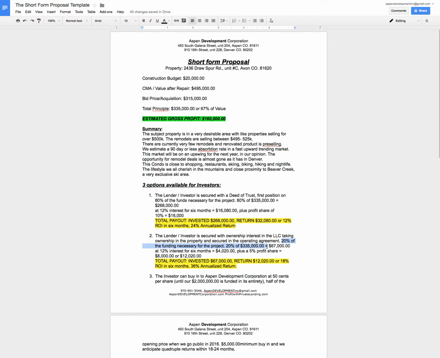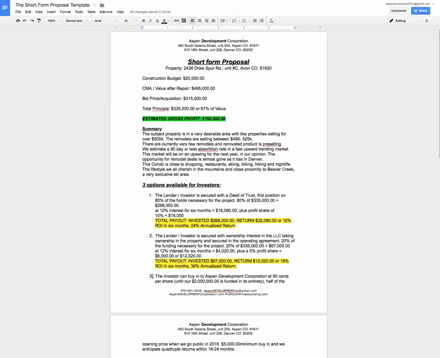20% of 335,000, 67,000, at 12% interest for 6 months equals $4,020, plus a 5% profit share in this case equals 8,000, or 12,020 total. And then we go down here: total payout invested 67,000, return 12,020, or 18% return on investment, ROI, in 6 months, and a 36% annualized return. Okay, we want to make sure those are highlighted so it really pops.